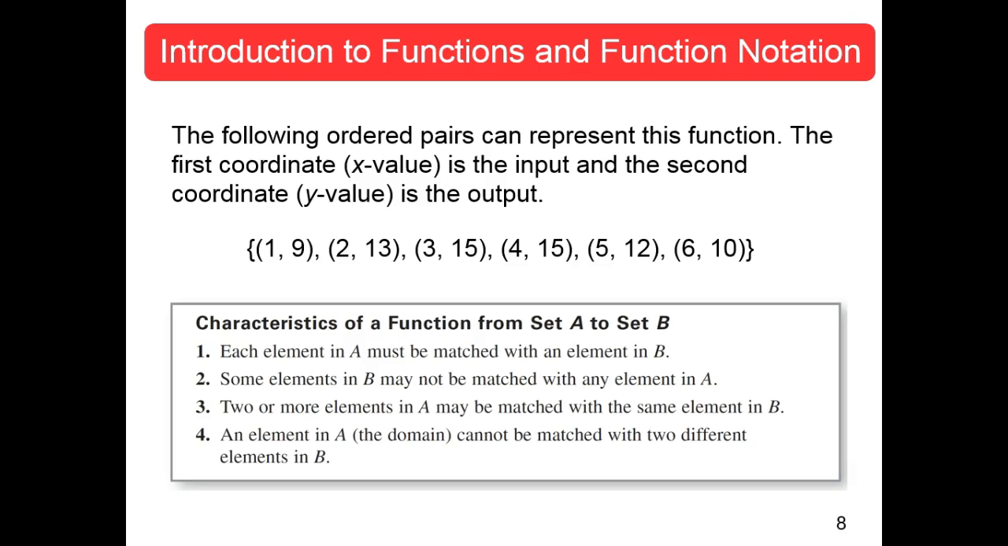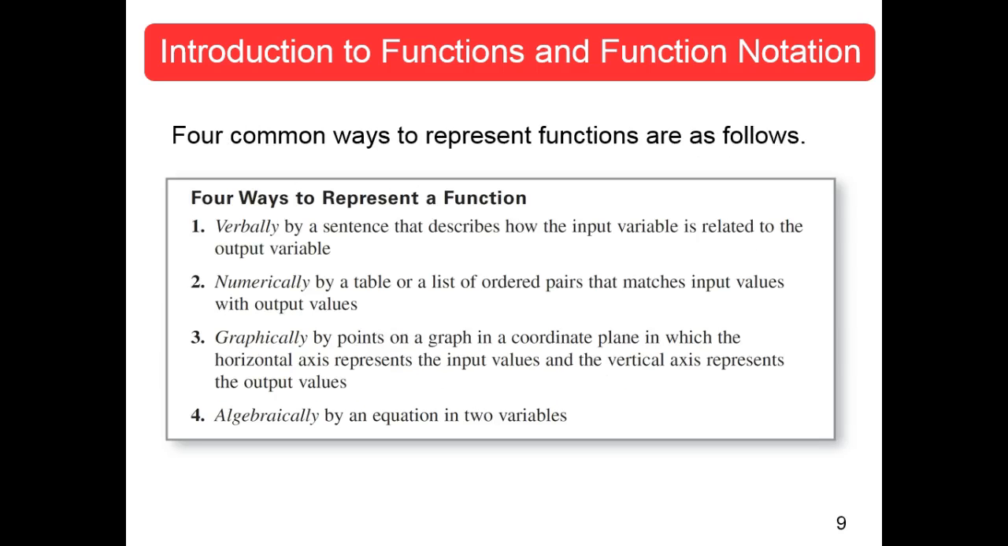Two or more elements in A may be matched with the same element in B. That's perfectly fine, okay? But an element in A, in the domain, cannot be matched with two different elements in B. Can't happen. You can't have two different temperatures at the same time, okay? So you can have more than one time with the same temperature, but you can't have more than one temperature at the same time, okay? Does that kind of make sense? That's what a function is.